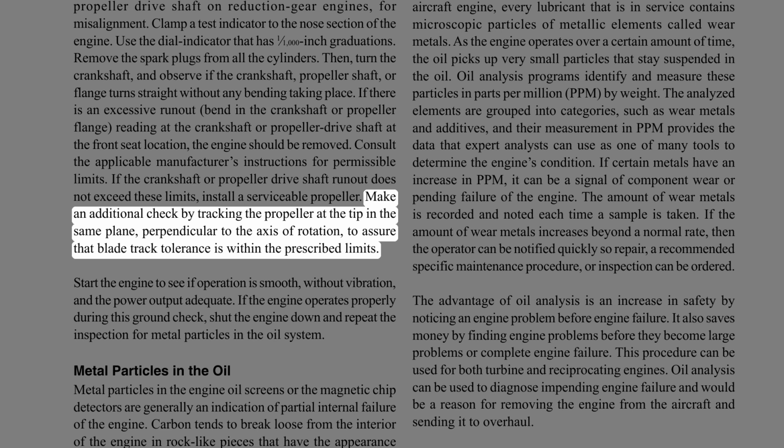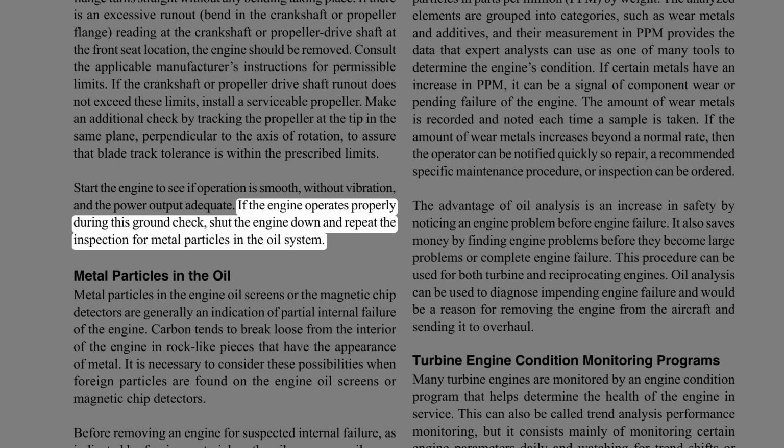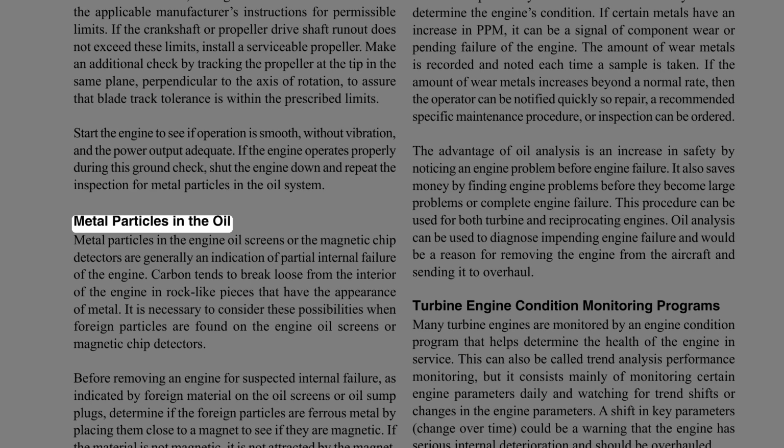Make an additional check by tracking the propeller at the tip in the same plane, perpendicular to the axis of rotation, to assure that blade track tolerance is within the prescribed limits. Start the engine to see if operation is smooth, without vibration, and the power output adequate. If the engine operates properly during this ground check, shut the engine down and repeat the inspection for metal particles in the oil system. Metal particles in the oil.